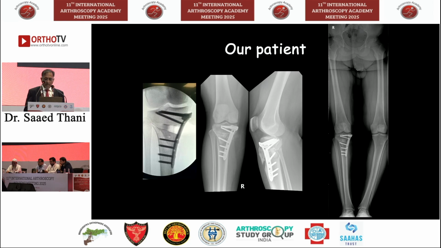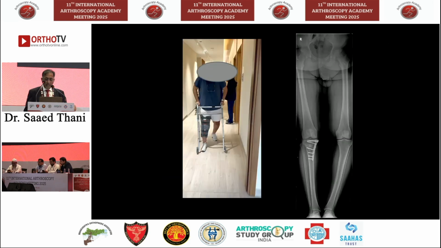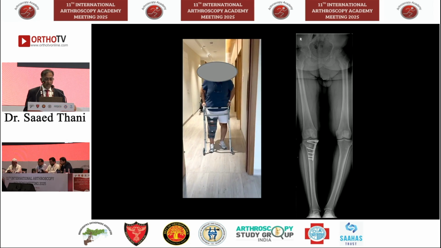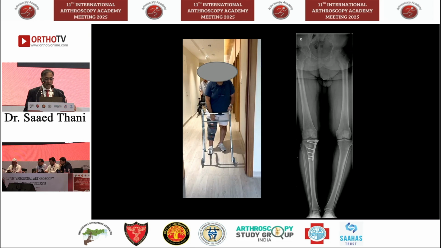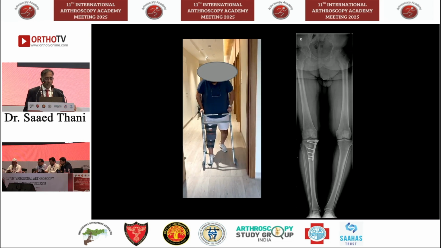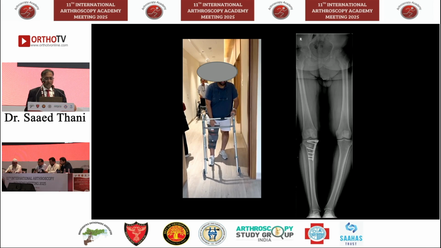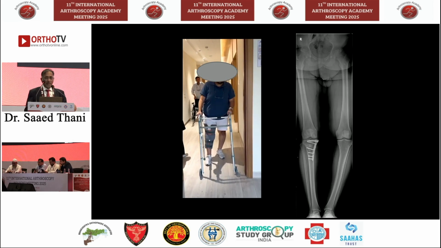And you can see on the lateral side that his osteotomy is healing. And this is him after 2 months. This is after 2 weeks when he came for the dressing. And you can see he's a little bit on the chubby side. And he still has the other side.